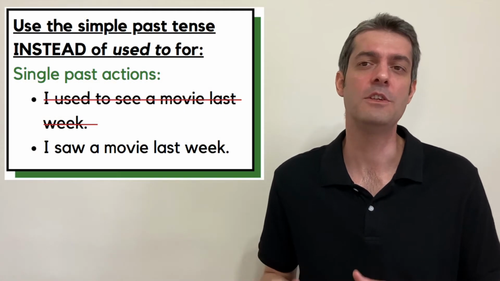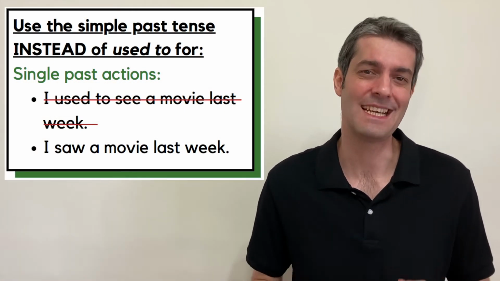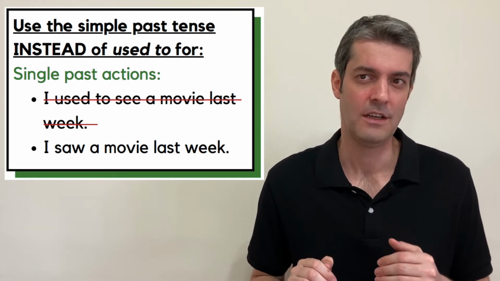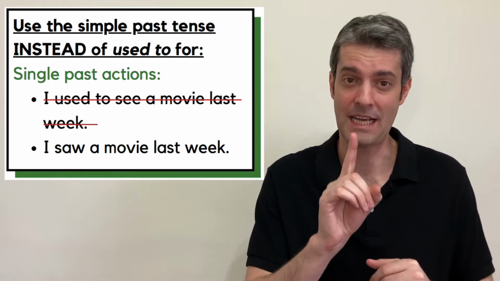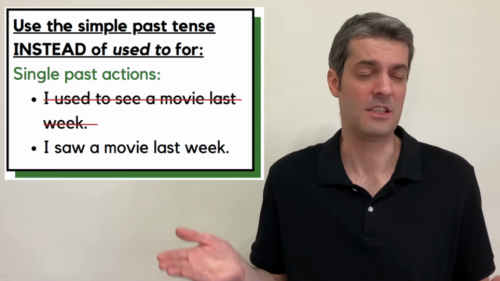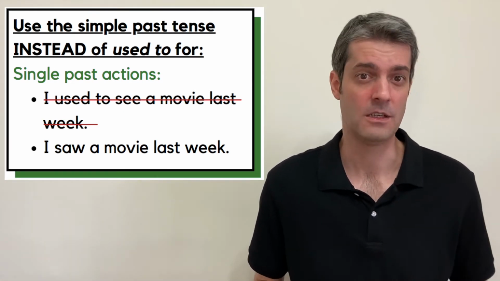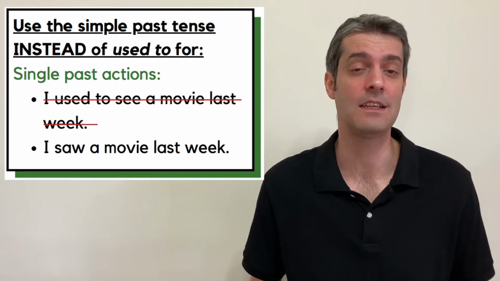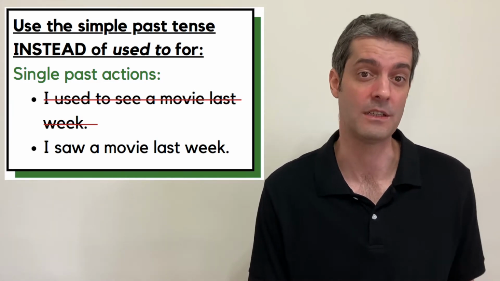There are times when we use the past simple tense instead of used to. For example, if we're talking about a single past action, we'll use the past simple tense. We won't say, I used to see a movie last week. We would use the past simple tense and say, I saw a movie last week.